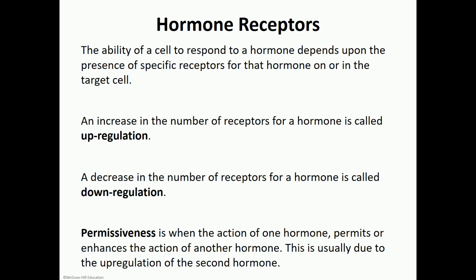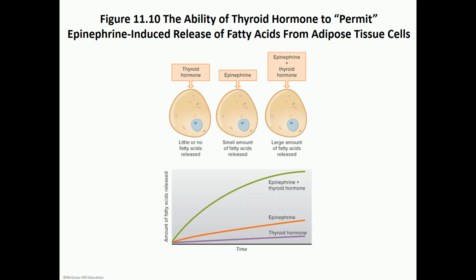Now for hormone receptors, we talked about this when we talked about receptors in general, that cells have the ability to either increase the number of receptors, and we call that upregulation, or decrease the number of the receptors, and we call that downregulation. Now, something new that we haven't talked about is permissiveness. Permissiveness means that the action of one hormone permits or enhances the action of another hormone. Okay, this usually occurs due to the upregulation of the second hormone. So I'll explain how that works with an example.